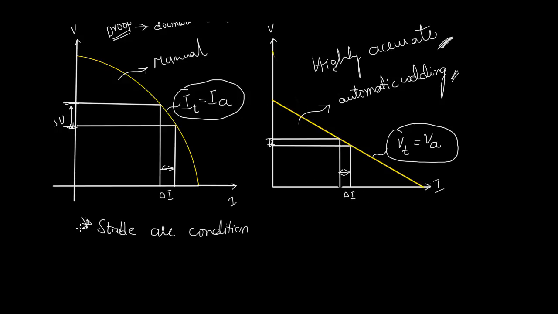He will give the stable arc conditions, saying that it is following the drooping characteristics. Then you have to equate the transformer current with the arc current and solve the problem. And for constant voltage also, you have to equate the transformer voltage to the arc voltage. Then you can solve the question further. Otherwise, we cannot find the relations and we cannot solve the problem.